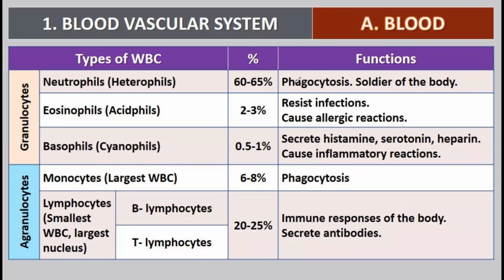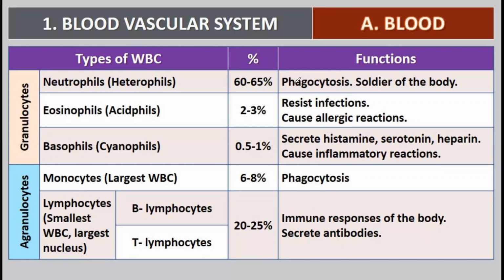Let's learn about the function and the percent of WBC in plasma. First, we'll discuss the granulocytes, which are neutrophils, eosinophils, and basophils. Neutrophils occupy 60 to 65% and the function is phagocytosis. They are the soldiers of the body. Eosinophils are 2 to 3%, and the function is that they provide resistance against infection and cause allergic reactions.